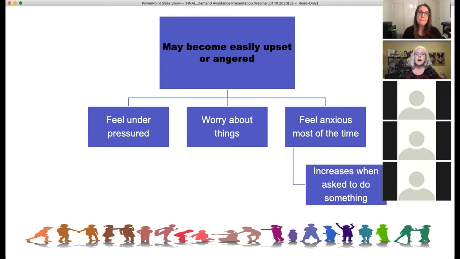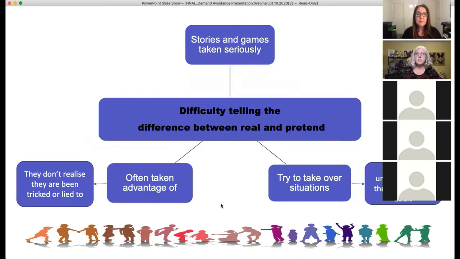I've seen grade three and four kids unable to get out of bed and go to school due to the extreme anxiety and the demand avoidance that they experience. So they actually have difficulty telling the difference between real and pretend.